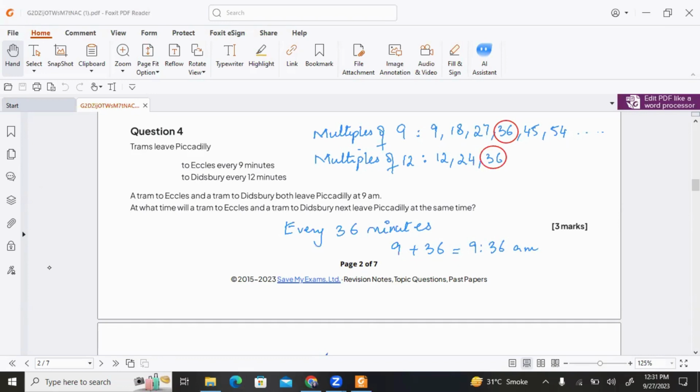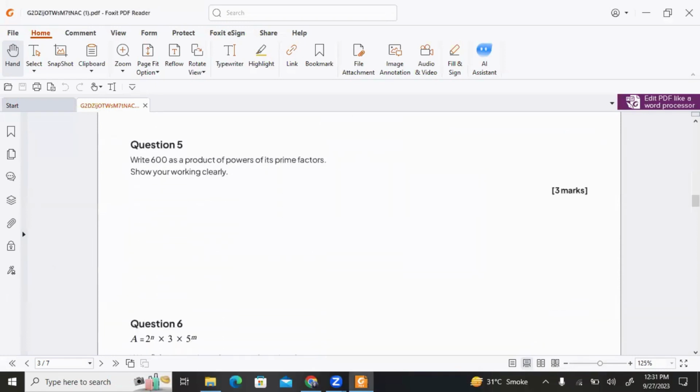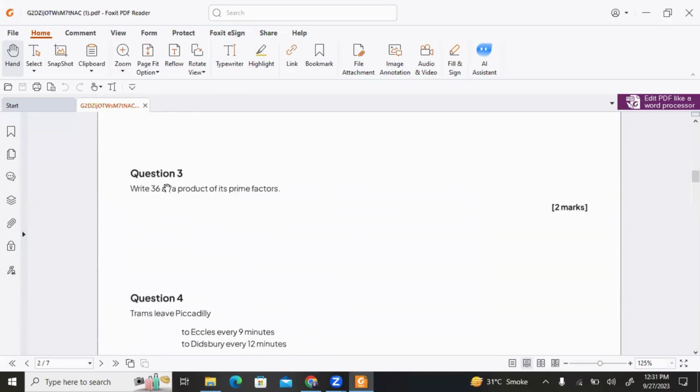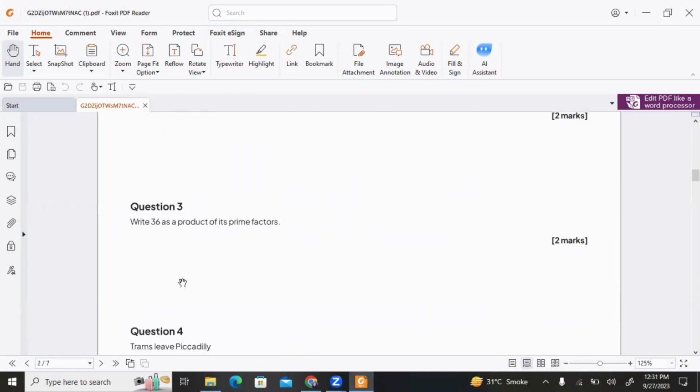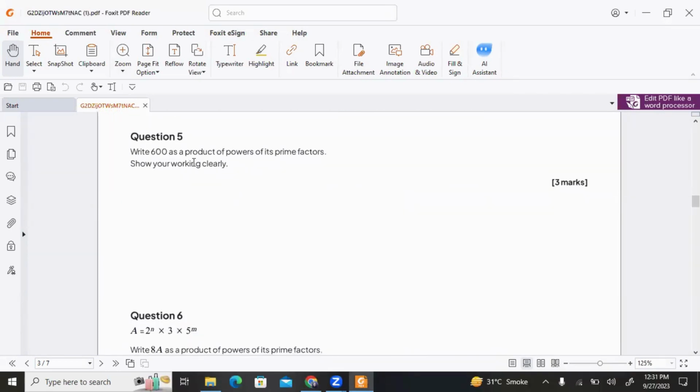Then move on to the next one. Now it's saying write 600 as a product of powers of its prime factors. If you go back to the previous one, they were just asking us to write it as a product of its prime factors. But now it's the product of powers of its prime factors. So the method is still the same, but the way in which you write your final answer is going to be slightly different.